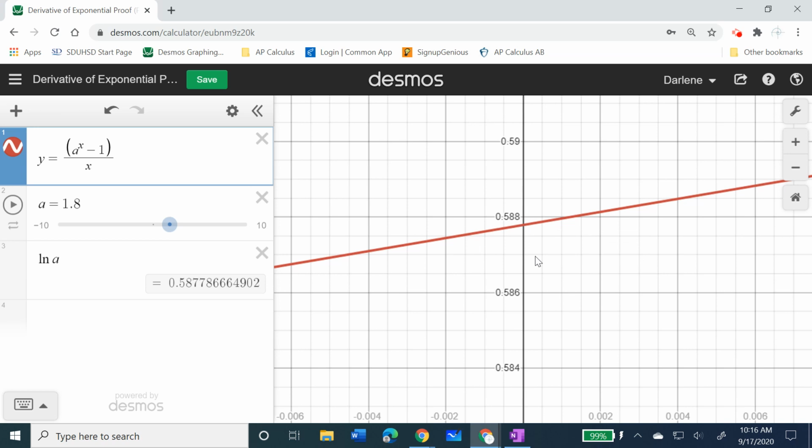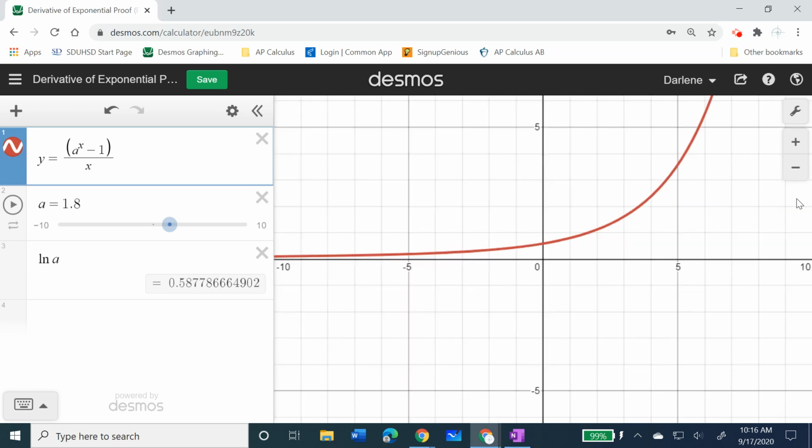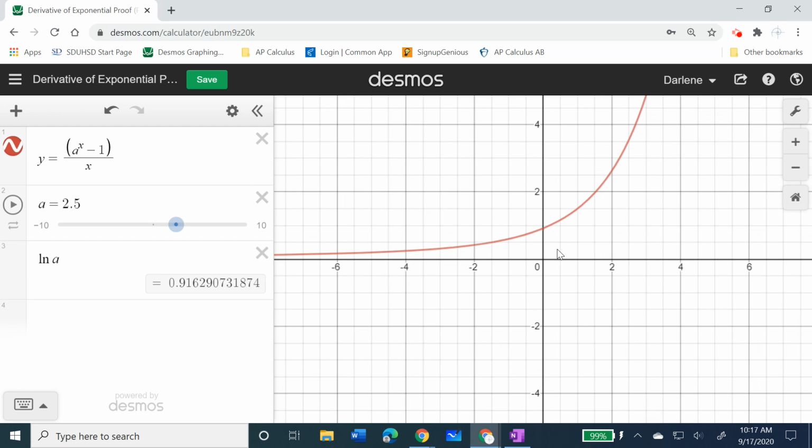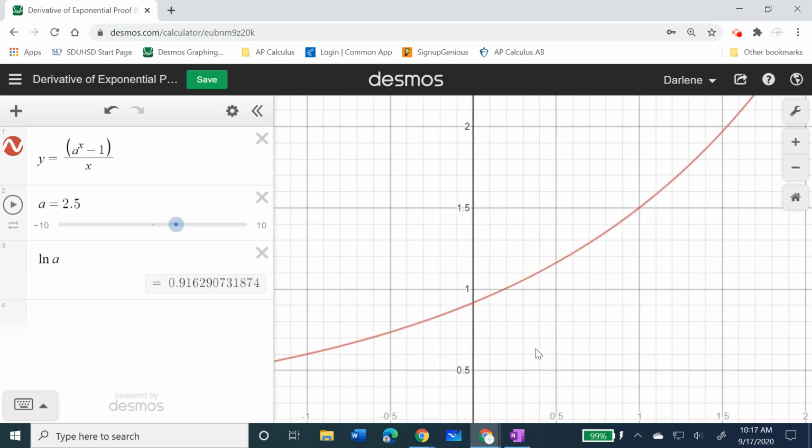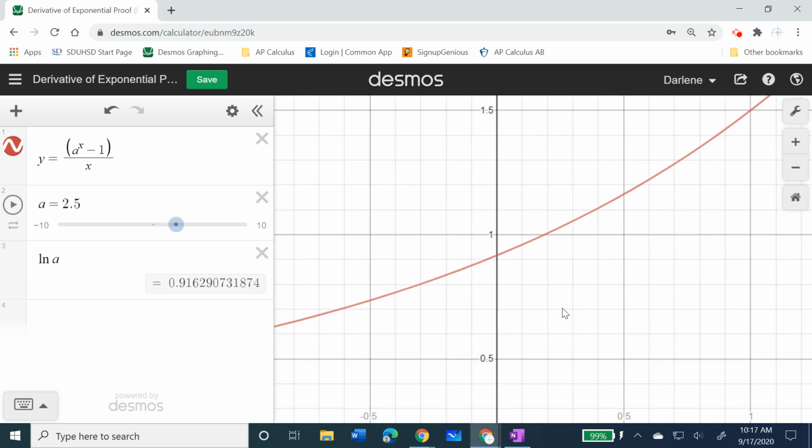Now, let's change a, but in order to do that, I need to first go to the home window because this is going to change too much. So I'm just going to manually move a little bit, and you can see how the y-intercept is changing. The y-intercept of this graph is the only thing I'm really concerned about. I want to zoom in, though, and talk about a special thing.